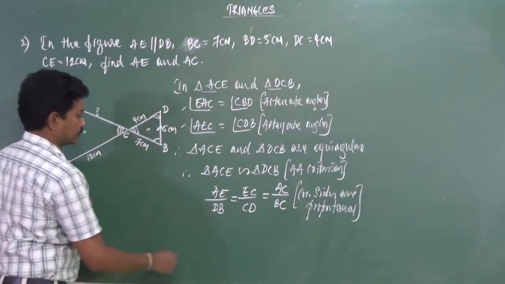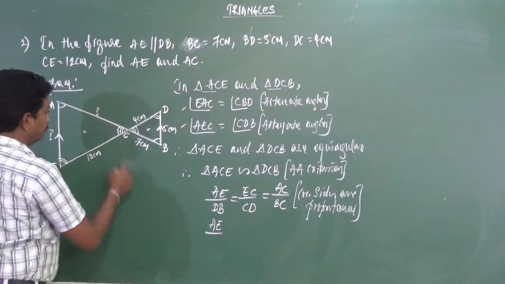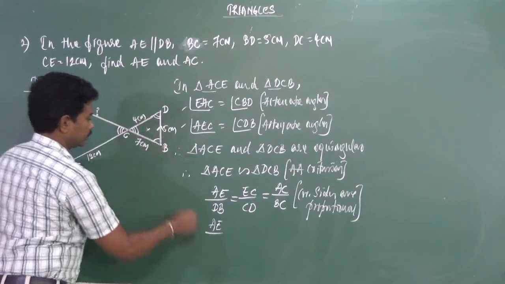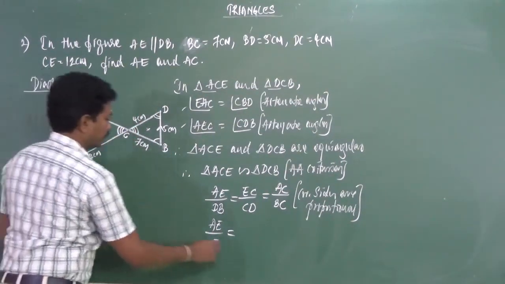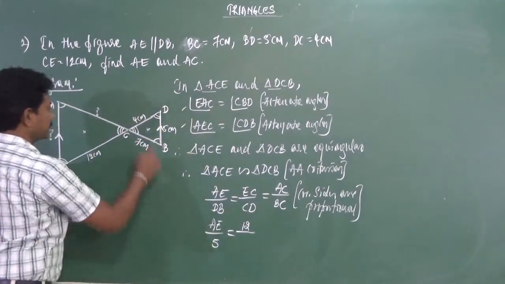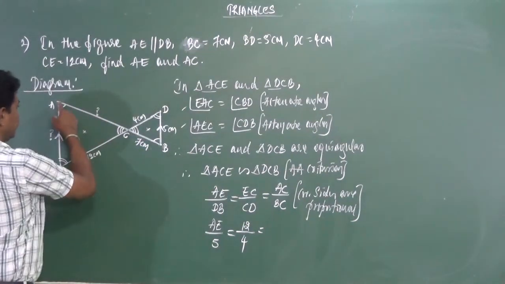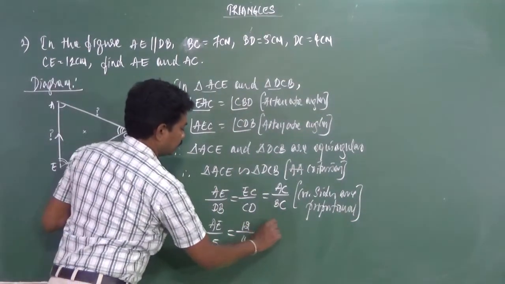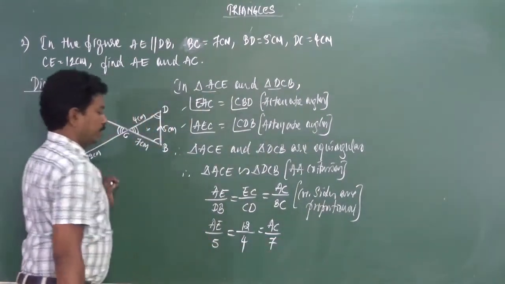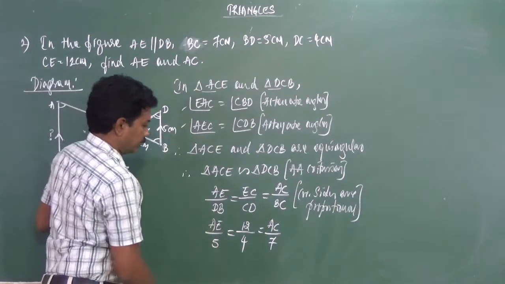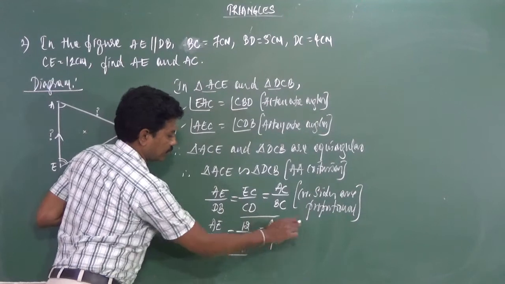We will put the values. AE, I don't have the value. DB, I have the value, that is 5. EC value is 12 by CD. CD value is 4, is equal to AC, I don't have the AC value, by BC. BC value is 7. Right. So now I hope you got the clarity here. You can equate these two and find the value of AE, and equate these two and find the value of AC.